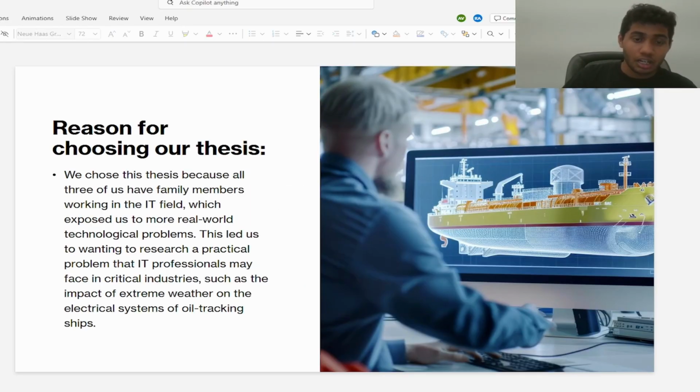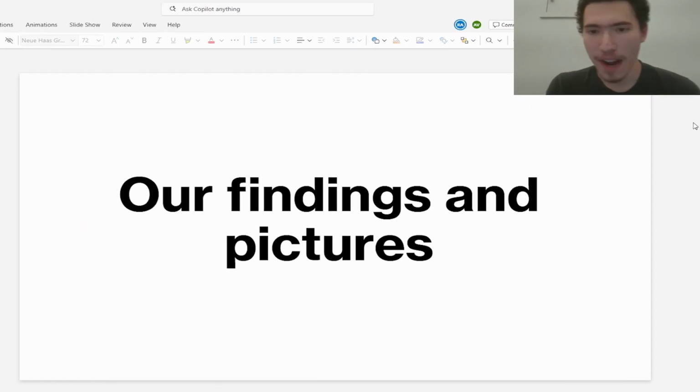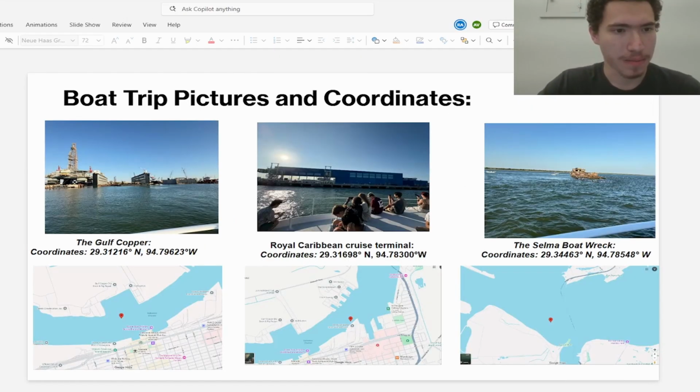The reason that we chose this thesis is because all three of us have members that are working in the IT field, which exposed us to more real world technological problems. This led us to wanting to research a practical problem that IT professionals may face in critical industries, such as the impact of extreme weather on electrical systems of oil tracking ships. This is our findings and pictures for our project.